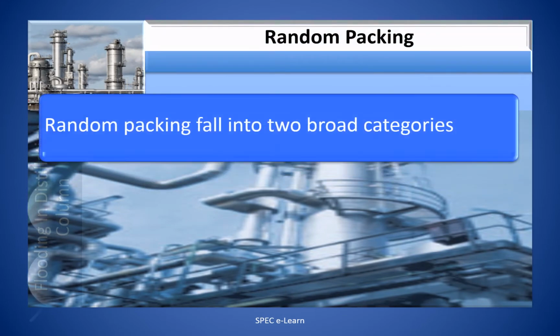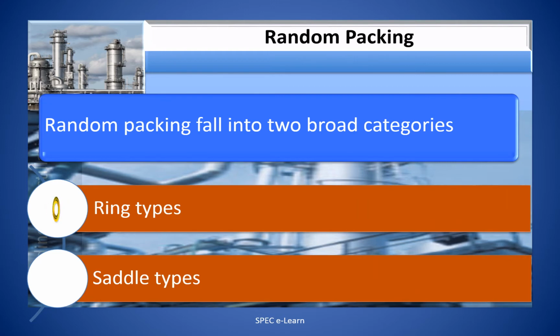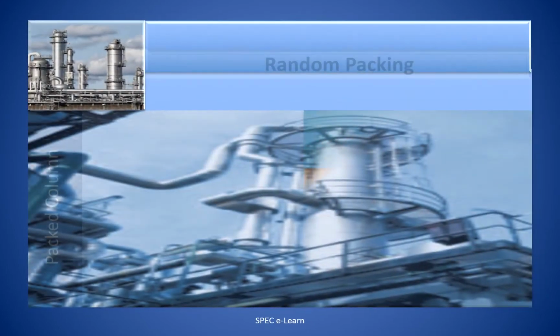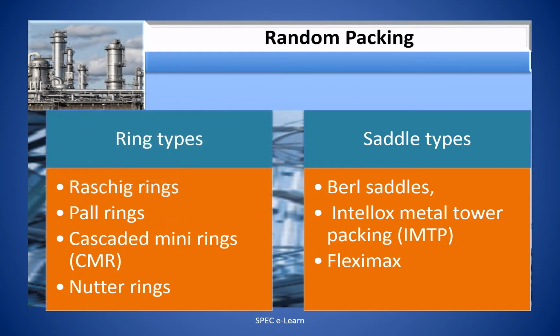Random packing falls into two broad categories: 1. Ring types. 2. Saddle types. Random packing under ring types includes Raschig rings, Pall rings, cascade mini rings, and Nutter rings. Random packing under saddle types includes Berl saddles, Intalox metal tower packing, and Flexi-mag.